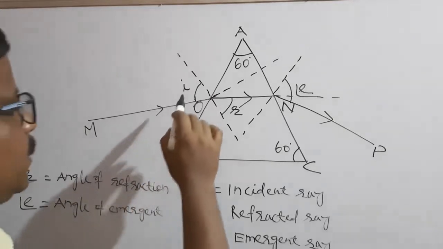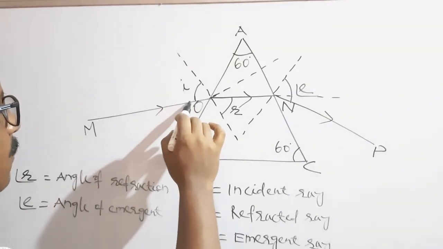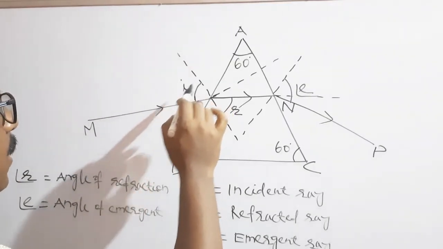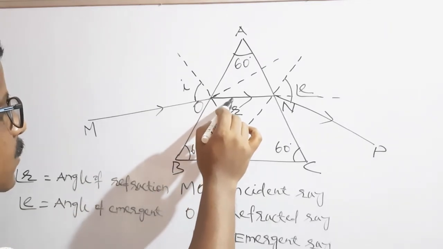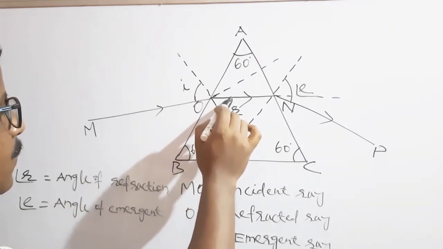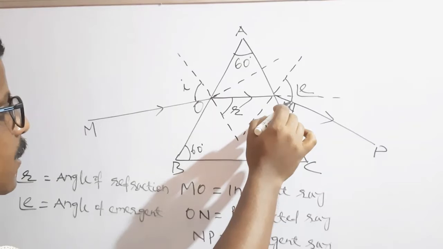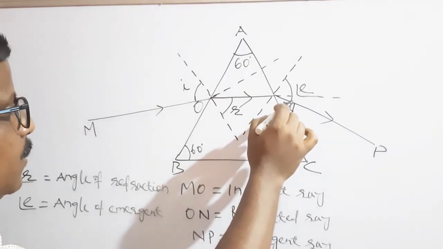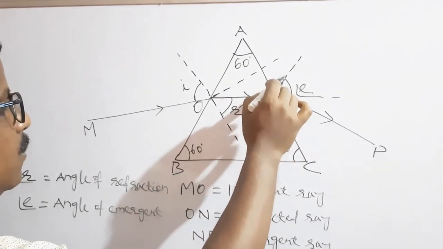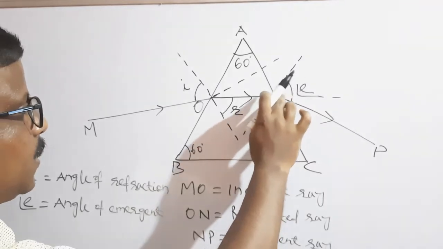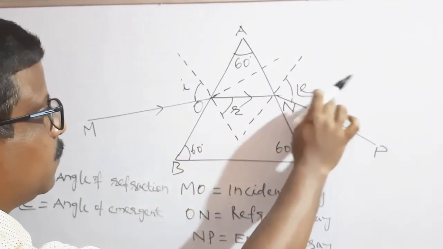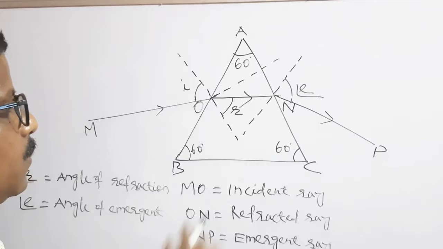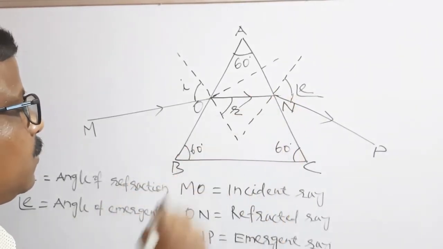Clear? So this is the angle of incidence, the angle formed between the incident ray and the normal. This is the angle of refraction, the angle formed between the refracted ray and the normal. This is the angle of emergence, the angle formed between the emergent ray and the normal. If you are confused, I am rubbing this one. Clear?